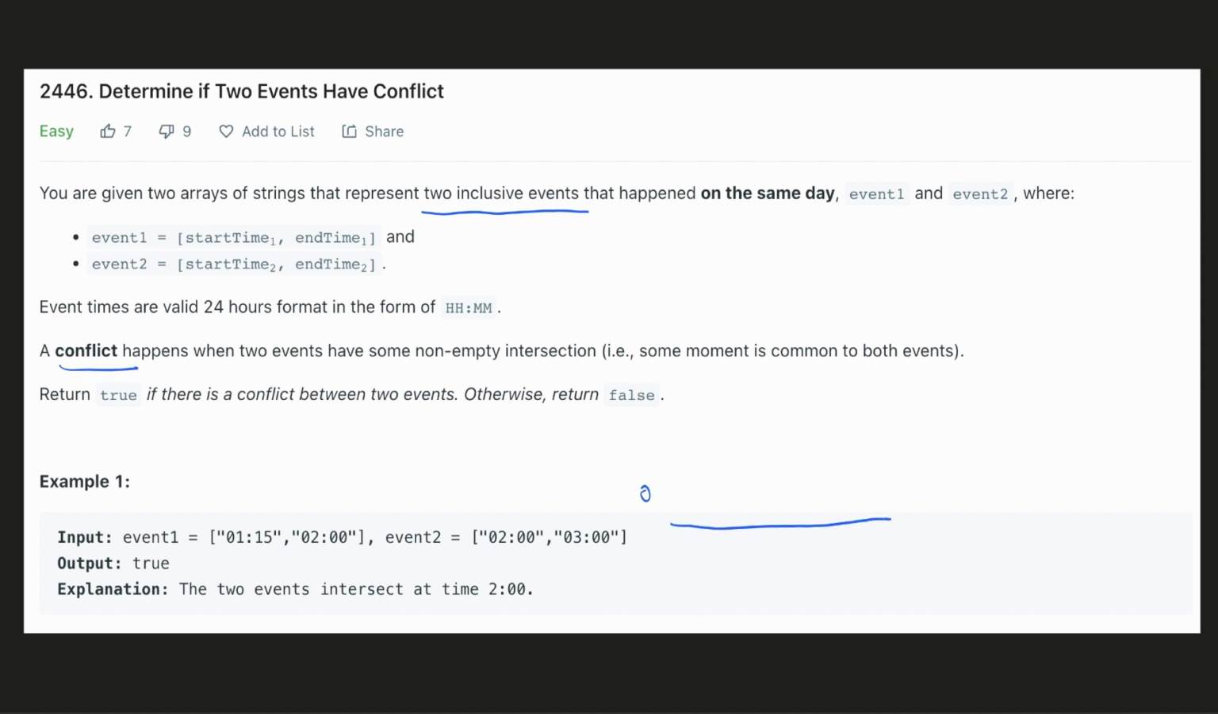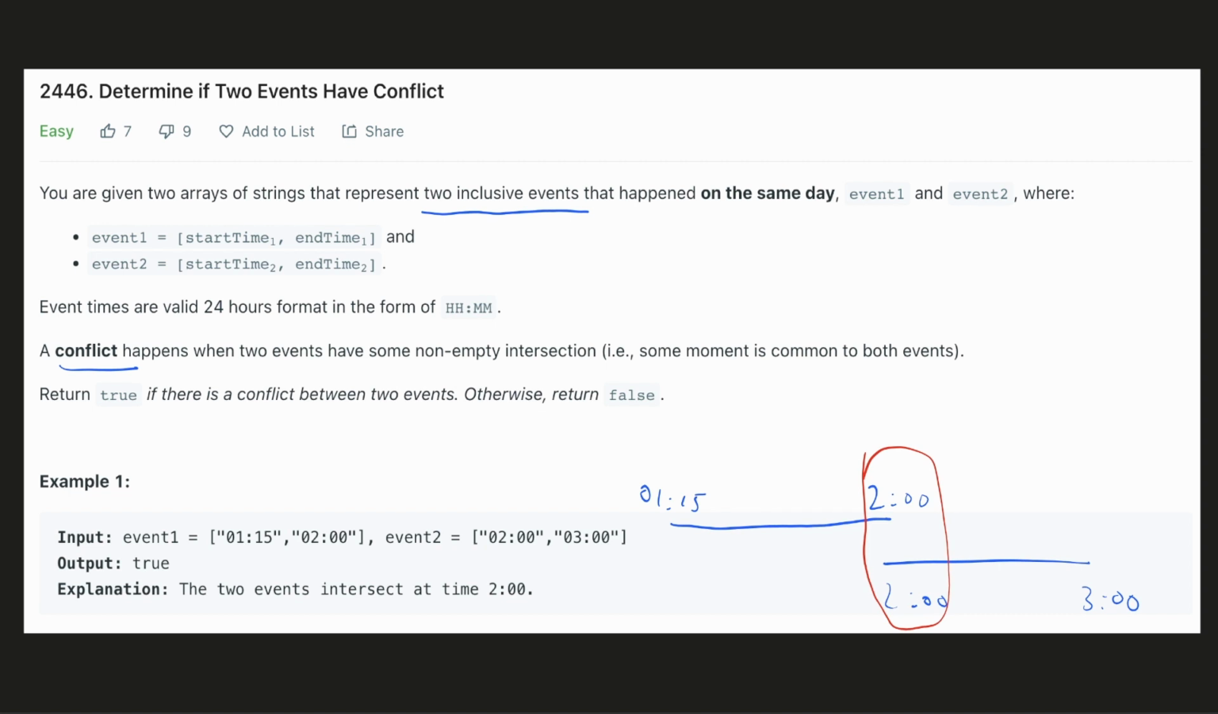Event 1 starts at 1:15 and ends at 2. And event 2 starts at 2 and ends at 3. Since the events are inclusive, we have to consider both the start and the end timings as part of that event. Hence, there is going to be an overlap at 2. So the output is true.